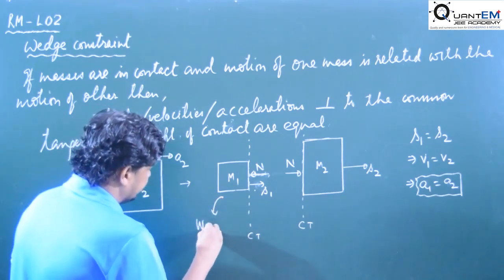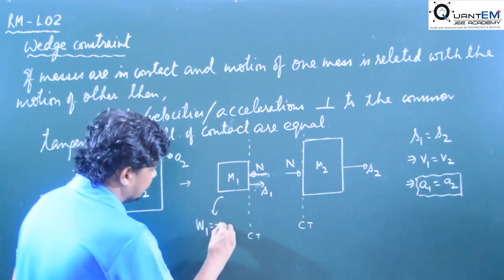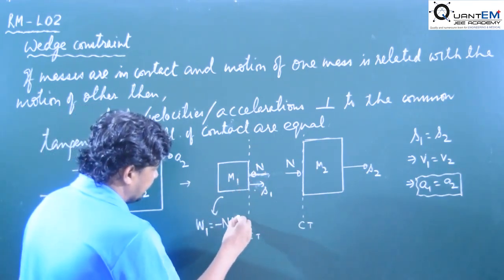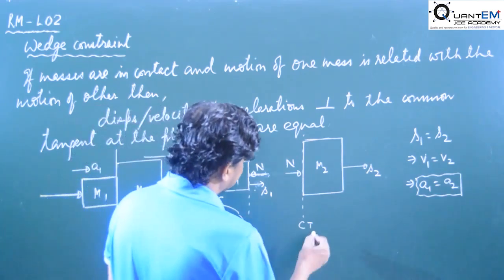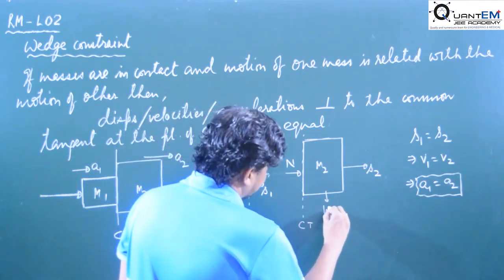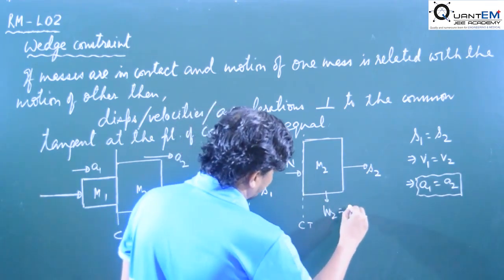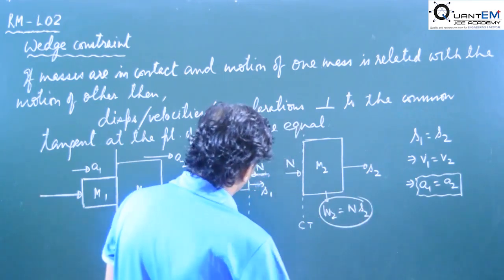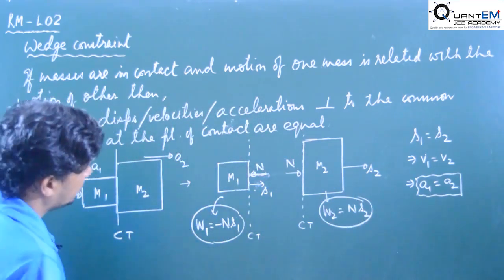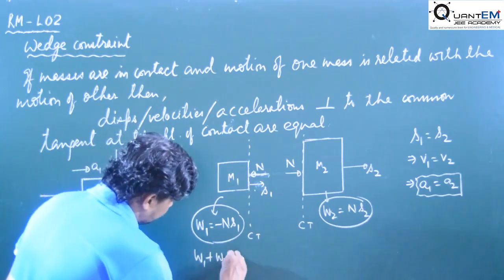So what is work done here? Force and displacement are in the opposite direction, so minus N s1. OK, and for this mass, say the work done is equal to normal reaction times displacement, which are in the same direction, so work done is equal to what? N s2. And net virtual work is always what? 0. So we have here W1 plus W2 is equal to 0.